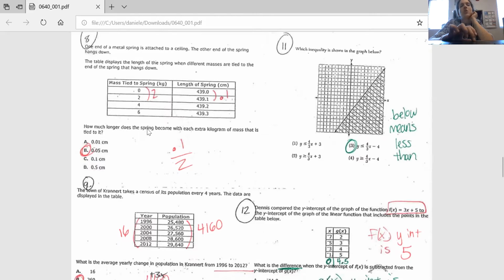So number 8, how much longer does the spring become with each extra kilogram? It grows by 0.1 every 2 kilograms, you divide and get 0.05. Number 11, going to hit that one because I can see it.